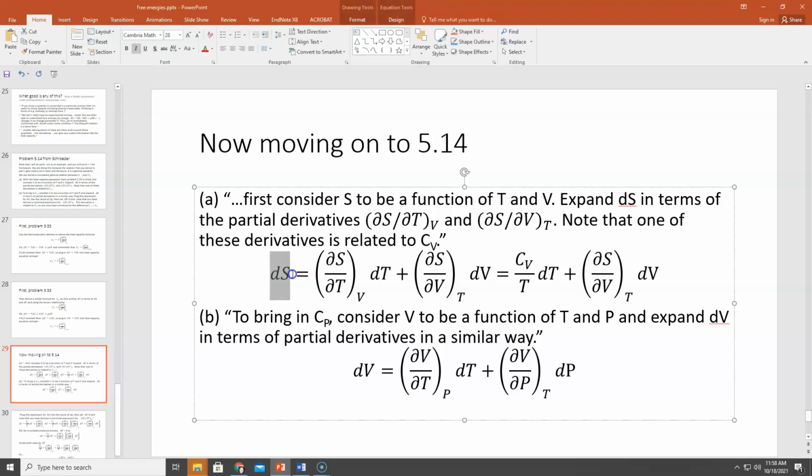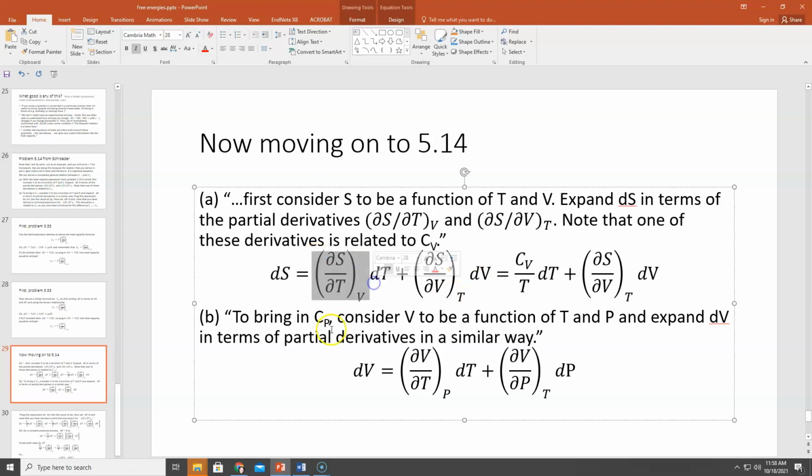Remember that a full differential dS would then be written out and expanded in this way. So dS is partial S with respect to T holding V constant times dT plus partial S with respect to V holding T constant times dV. That's just from calculus, okay? That's calculus. But here's what's not calculus.